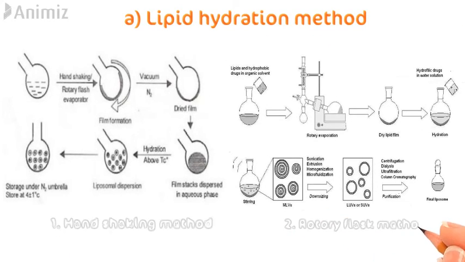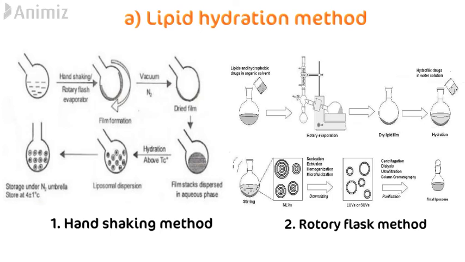It has handshaking method and rotary flask method. In both these methods, a lipid is taken in an organic solvent in a round bottom flask and the solvent is evaporated using a rotavapor or by shaking by hand, such that a dried film of lipid is formed on the inside of the RBF. To this, an aqueous solution of drug is added, the flask is stirred and which results in the formation of MLVs, which can be further reduced in size by using techniques like extrusion, homogenization, sonication and microfluidization.